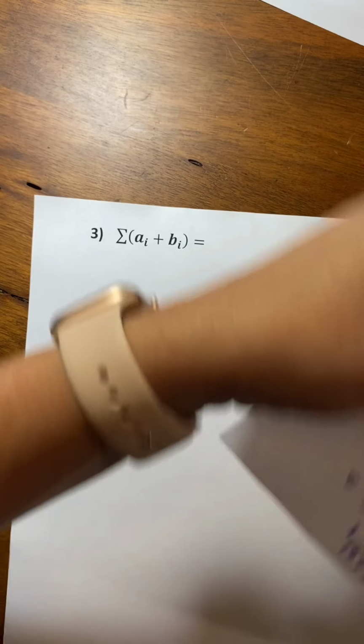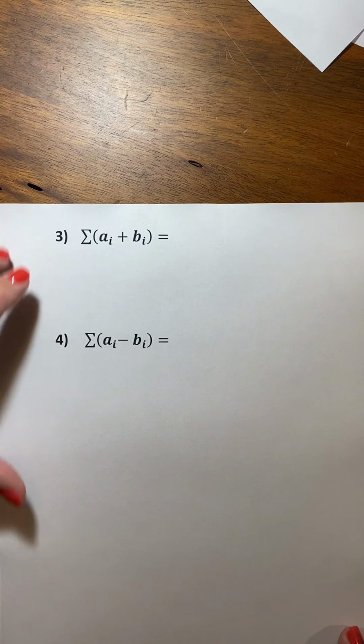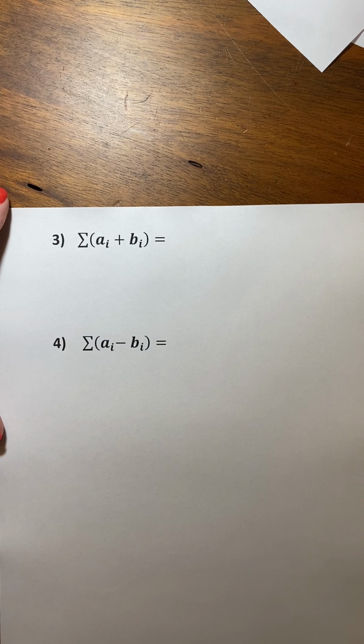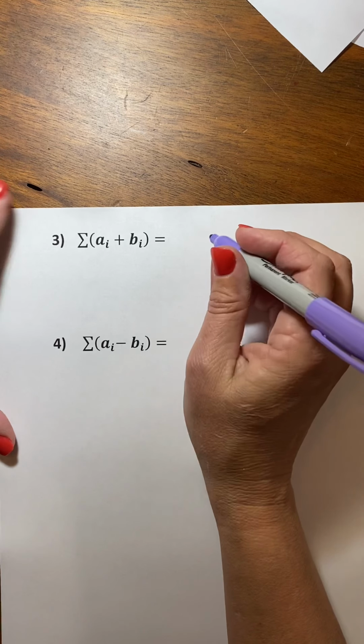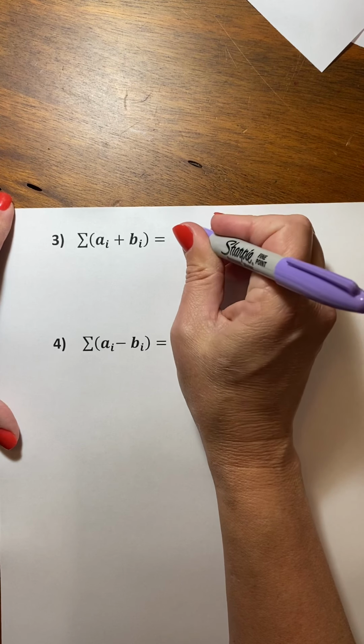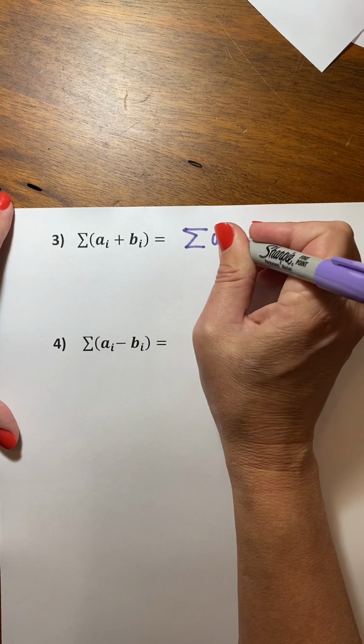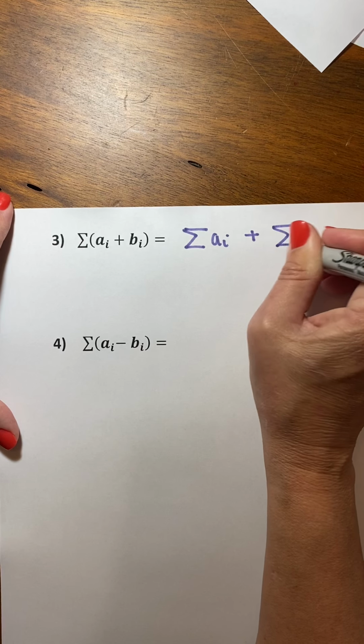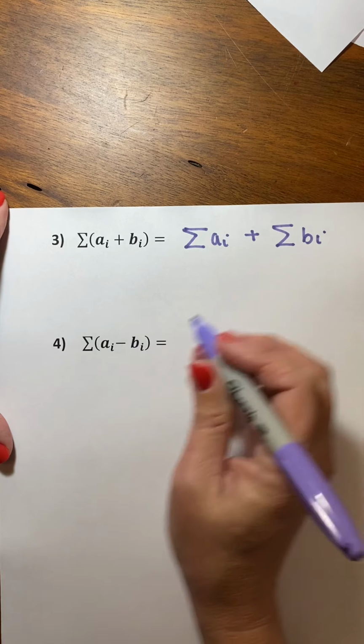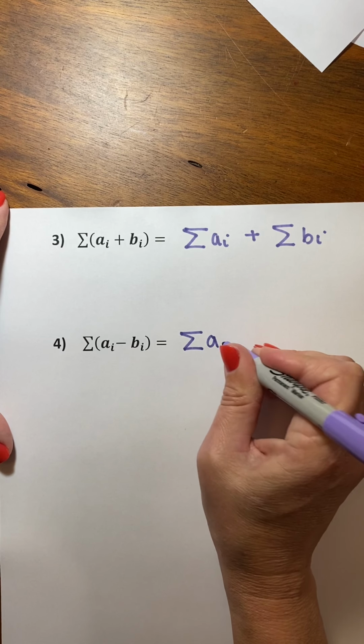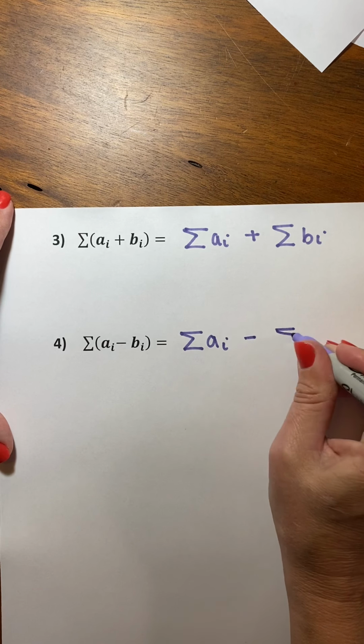Okay, just a couple more notes here. If we have a sum inside of a series, we can distribute the summation through the series. So we can just take the sum of the first and add it to the sum of the second. Likewise, if we have a difference inside of a series, we can take the sum of the first and subtract the sum of the second.